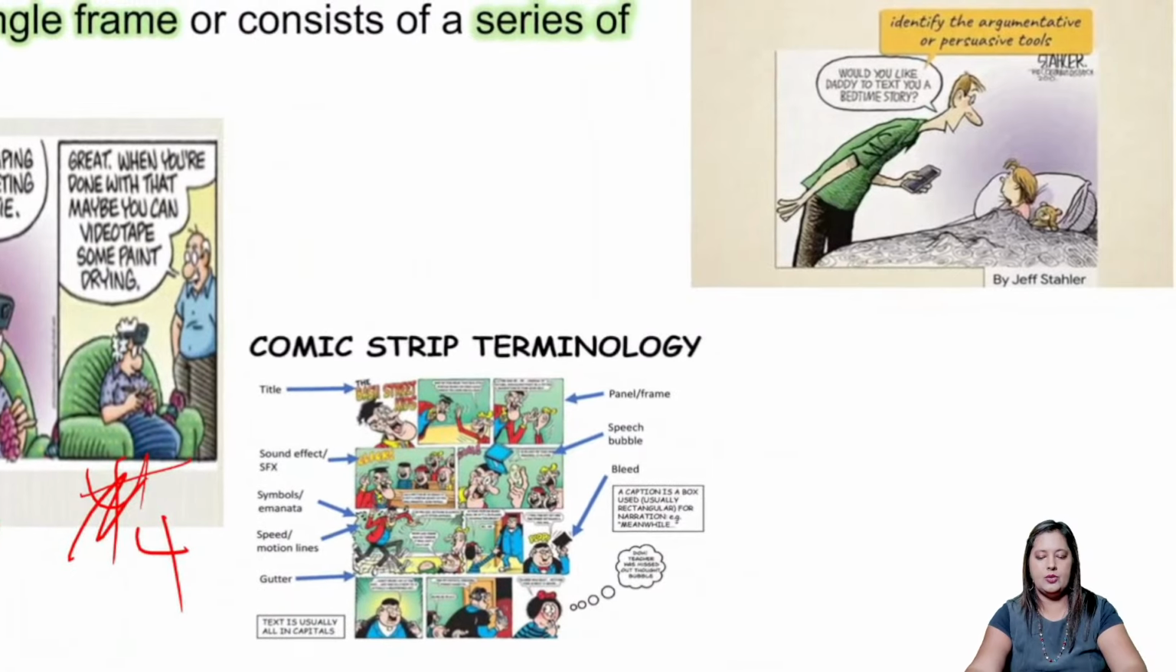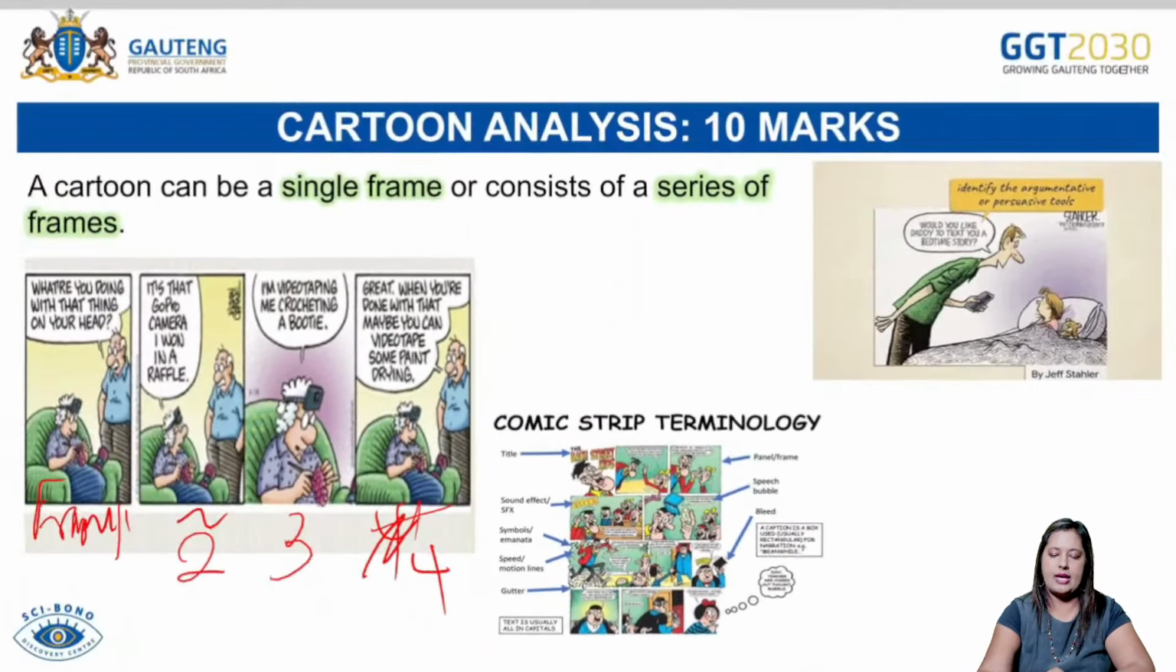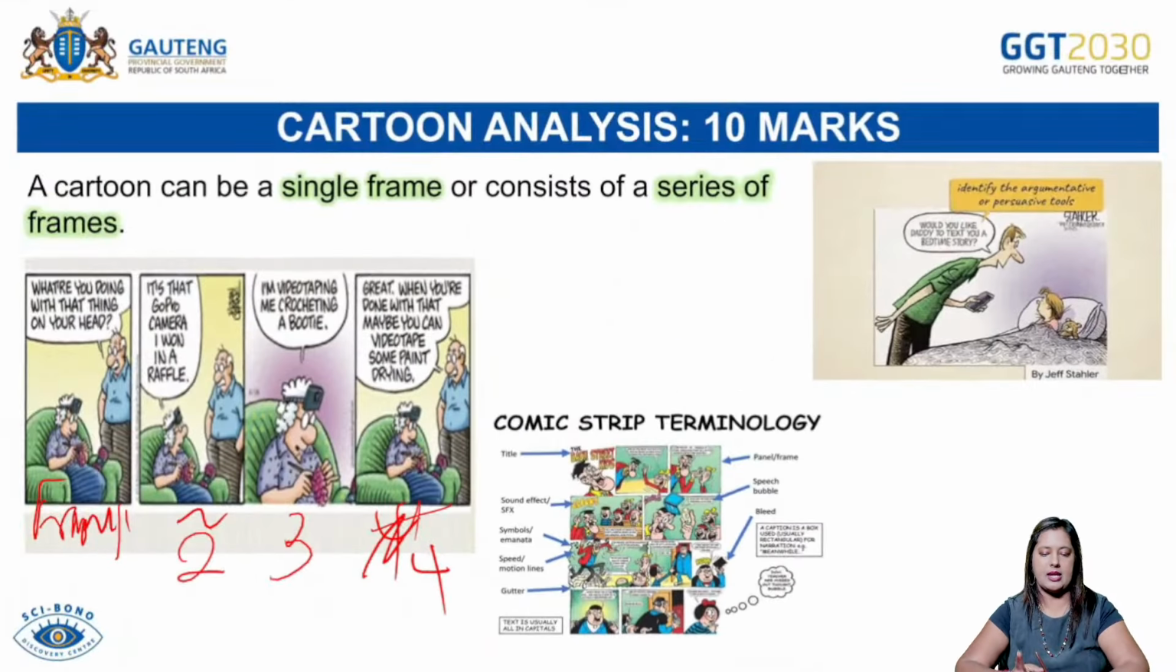All right, looking at the title versus the sound effects, your symbols that are contained in the cartoon strip are important. Remember, you'll also have the panels or the gutter, that space between the frame and the actual text box. You will have speech bubbles and things like that, which I'm going to take you through, okay? So that is important for us to understand cartoon analysis, okay?